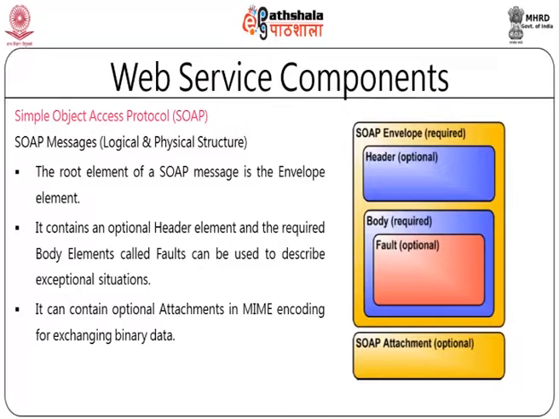So the root element of the SOAP message is the envelope element. Envelope is nothing but the outer covering. It contains an optional header element, and the required body element. Fault can be used for exceptional situations. Sometimes it may contain some optional attachments also, which is used for encoding or exchanging binary data. So once you open the SOAP envelope, we can see only the XML messages inside.